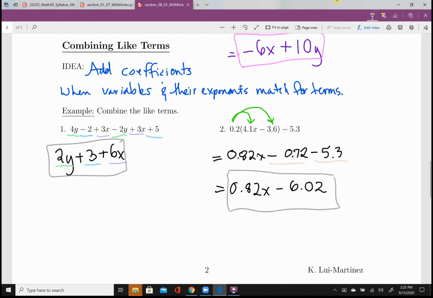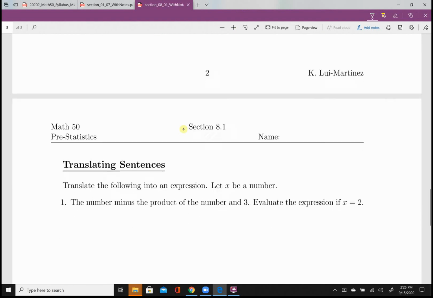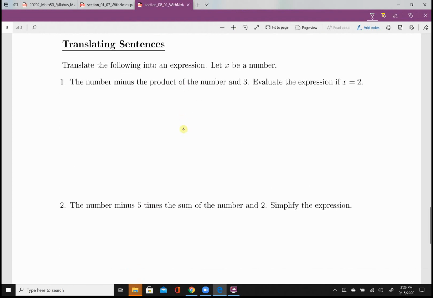All set for those. We have one last page to cover, and it is translating sentences. We already covered some translation beforehand, so we're going to continue on this endeavor. Let's translate the following into an expression and let x be the number. So when it says a number or the number, we're going to let that be represented by the unknown x. And then, of course, we're going to be asked to evaluate the expression after the fact as well. Let me go ahead and change the color for fun. So this translates as the number, okay, x, minus.